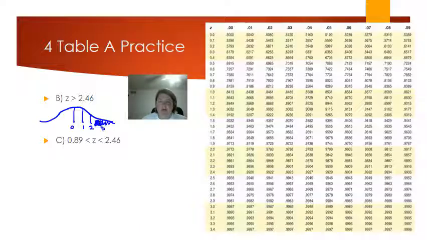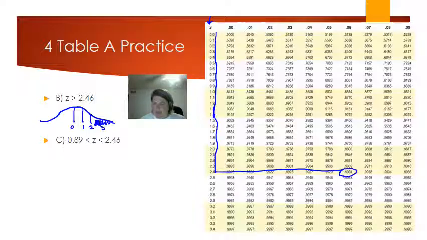This is the positive z-scores, so this is a different page, the next page in your tables in the back of the book. So now if we go down the z-scores, go down until we find 2.4, a little bit further down this time. And then we go across until we find 0.06.